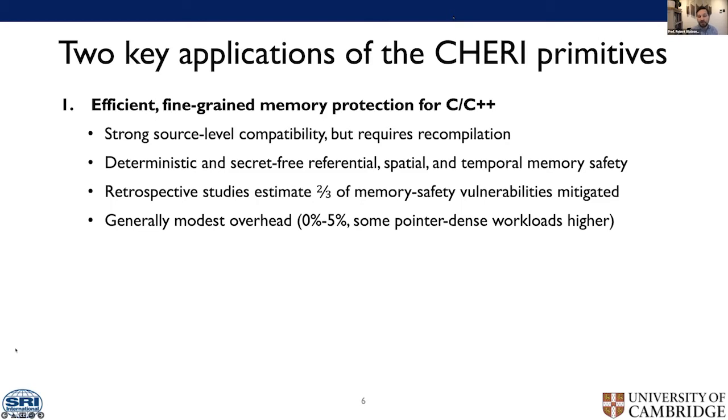Thus far, a number of retrospective studies have looked at the impact of Cherry memory safety, with any limitations it comes with, and concluded that they would deterministically close roughly 2/3 of past memory safety vulnerabilities. I'll come back to that point in a few minutes. And on the whole, in the early studies, the overheads of this are modest in terms of performance overhead, somewhere between 0% and 5% overhead, depending on the type of workload, but there are workloads which experience higher overheads. And those are workloads we particularly want to explore and optimize as part of the research program.